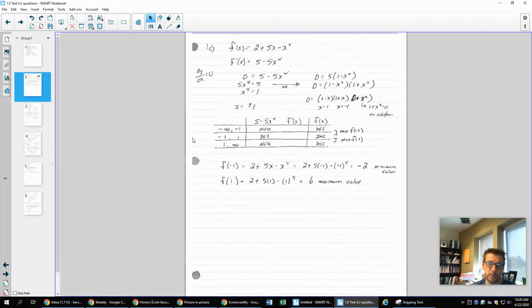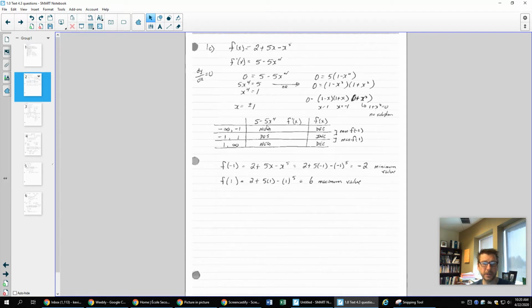So what we do in our table is we talk about the three regions: left of -1, between -1 and +1, and then to the right of +1. And we want to know what is the slope in each of those regions. Because from our previous graphs, we would have said if you graph something and it has a positive slope, the function is increasing. If the function has a negative slope, the function is decreasing.